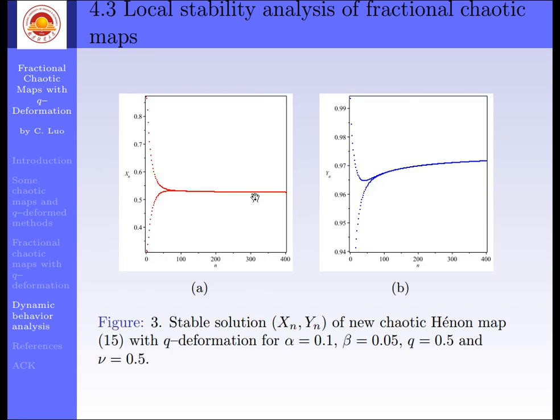In order to satisfy the above theorem 1, we set alpha equal to 0.1, beta equal to 0.05, and q equal to 0.5. Then we get the stable solution as shown in this picture below.